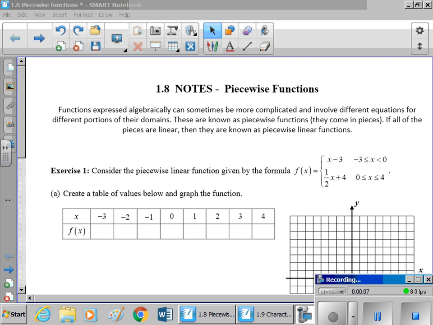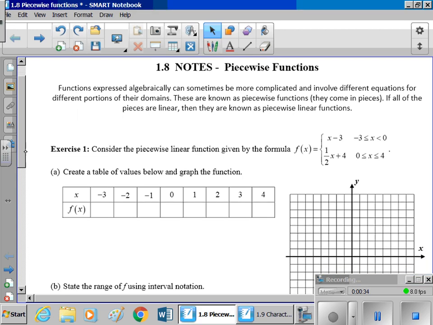Today's lesson 1.8 is on piecewise functions. Functions expressed algebraically can sometimes be more complicated and involve different equations for different portions of their domains. These are known as piecewise functions because they come in pieces. If all of the pieces are linear, then they are known as piecewise linear functions. And that's really what we're going to be concentrating on today.